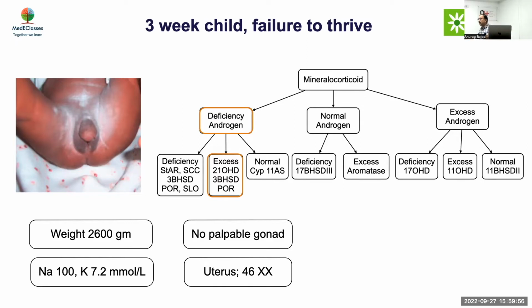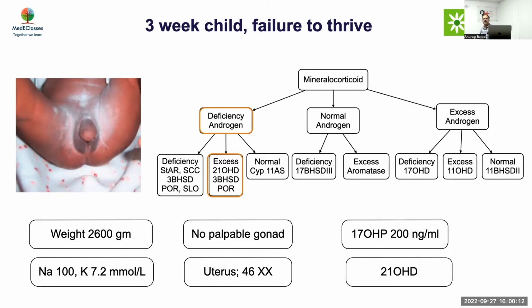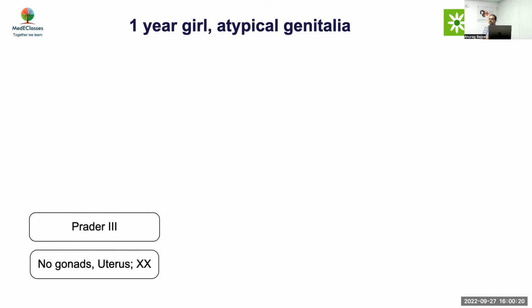Mineralocorticoid deficiency, atypical genitalia in a XY individual, you have to think of 3 beta HSD as 90% of cases. So you need to also understand how common that scenario is. So the previous was quite typical of 3 beta HSD. This is quite typical of 21 hydroxylase deficiency. 17 OHP will be very high. So this is 21. We have a 1-year-old girl with atypical genitalia, Prader 3, no gonads, uterus is there.